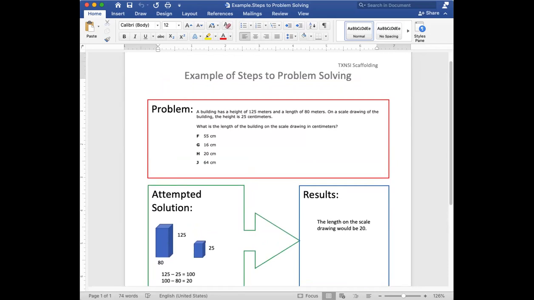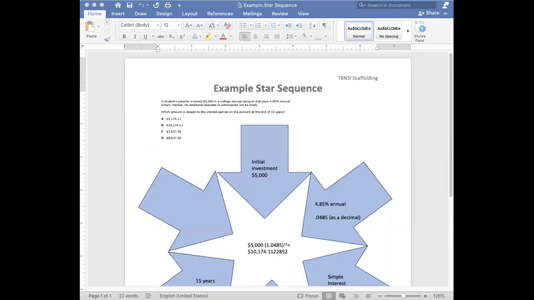Again, some of you may already have different versions of that. The last one I think is kind of fun for a couple of reasons. Number one, our test is called the STAR, and this is a STAR sequence.